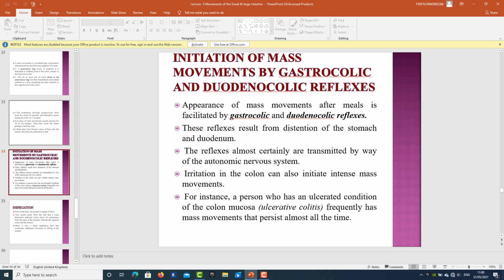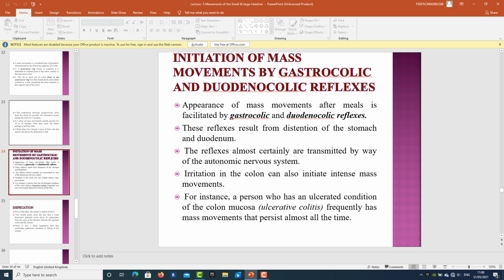Initiation of mass movements by gastrocolic and duodenocolic reflexes. These reflexes are very important because they can be asked. Appearance of mass movements after meals is facilitated by gastrocolic and duodenocolic reflexes. These reflexes result from distension of stomach and duodenum. The reflexes almost certainly are transmitted by way of the autonomic nervous system.